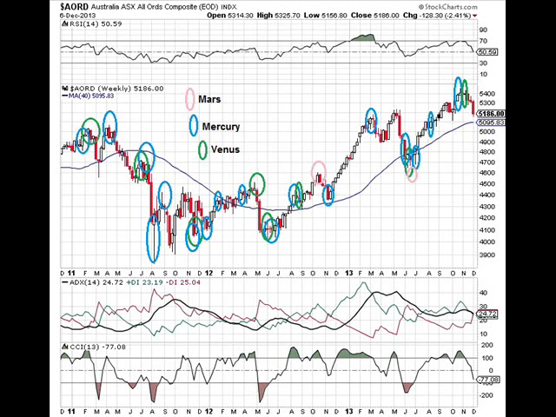This is a weekly chart. I've started the chart in 2011. I've overlaid onto this chart circular features in 3 different colors. The pink features denote those times when planet Mars exhibited either a minimum or a maximum in its declination path.